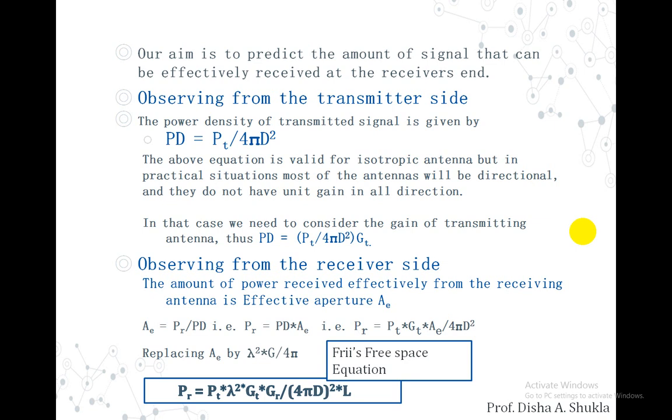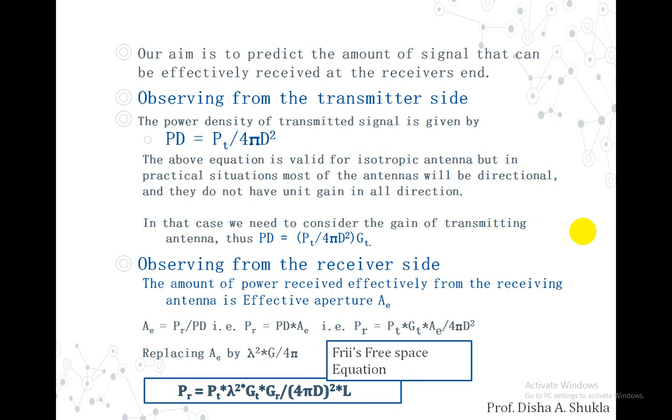So our final equation is PR, that is the received signal strength at the receiver side. PR is equal to PT into lambda square, where lambda is the wavelength of the signal, into GT, the gain of the transmitter, into GR, the gain of the receiver, divided by 4 pi d square, where d is the distance between the transmitter and the receiver, and into L, where L is the loss. So this is called the Friis equation, and it is used to predict the amount of signal that can be effectively received at the receiver end.